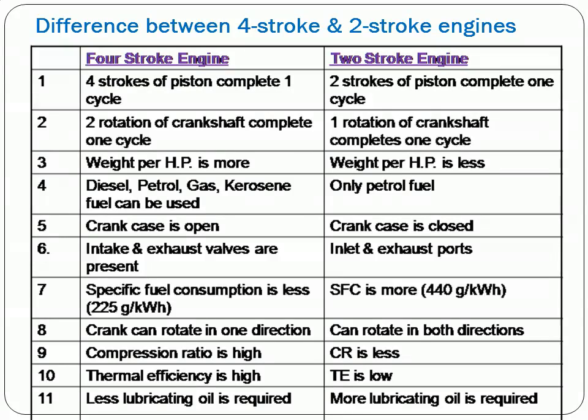This is because in two-stroke engine, the lubricating oil is mixed with the fuel, which in turn lubricates the walls of the cylinder. Whereas in four-stroke engine, the lubricating oil is present separately in the crankcase for lubricating the walls of the cylinder.